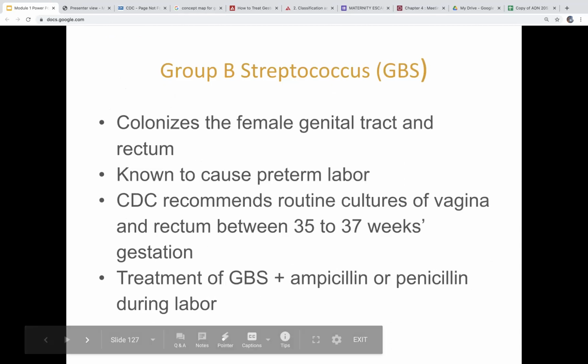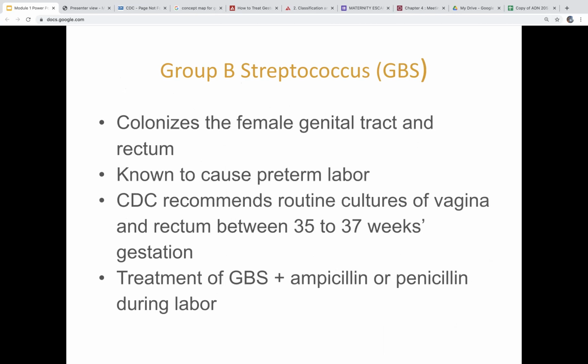GBS positive. I want to spend some time talking about GBS positive. This is another one that I was talking about in your CLGs, where I want you to be able to know when they're testing this. It's generally between 35 and 37 weeks gestation. It's colonized in the genital tract and rectum. It's normal bacteria that gets out of control, and it causes preterm labor. It also causes sepsis. Sepsis causes respiratory distress, hypoglycemia, and issues with thermoregulation. So it causes a lot of issues.